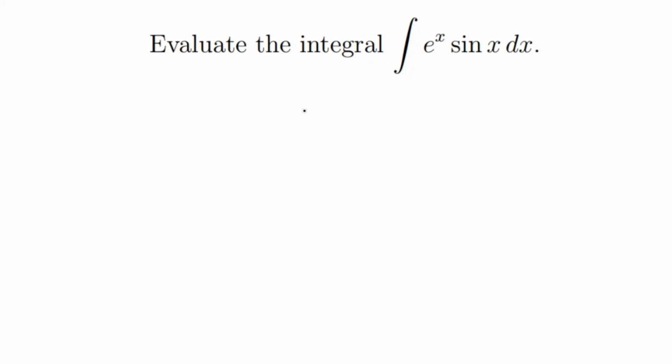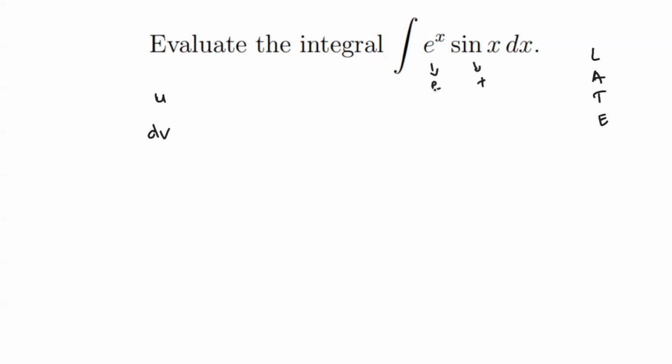Okay, so go to the next example. Evaluate this integral of e to the x sine of x dx. First we have to choose which one is u and which one is dv. e to the x is an exponential function, and sine is the trigonometric function. So our priority is LATE.